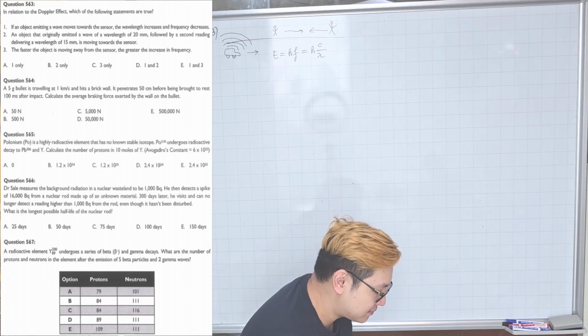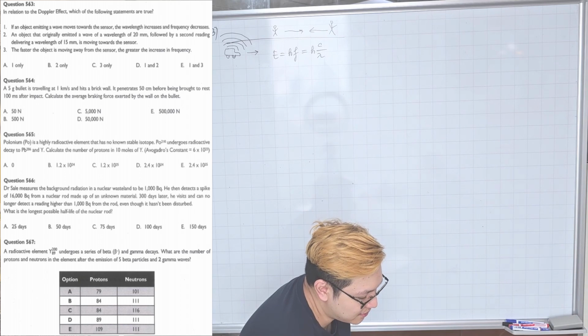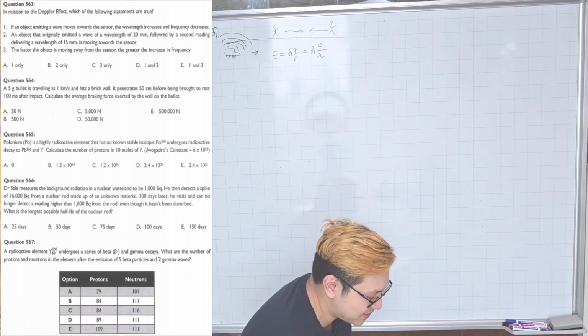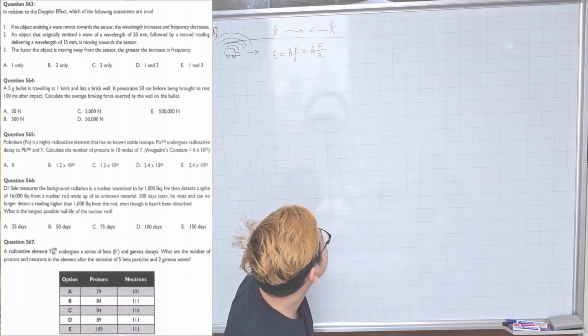Number 3. The faster the object is moving away from the sensor, the greater the increase in frequency. The increase in frequency. Vật thể càng di chuyển ra khỏi cái người quan sát nhanh hơn bao nhiêu thì cái độ gia tăng về tần số nó càng lớn hơn bấy nhiêu.